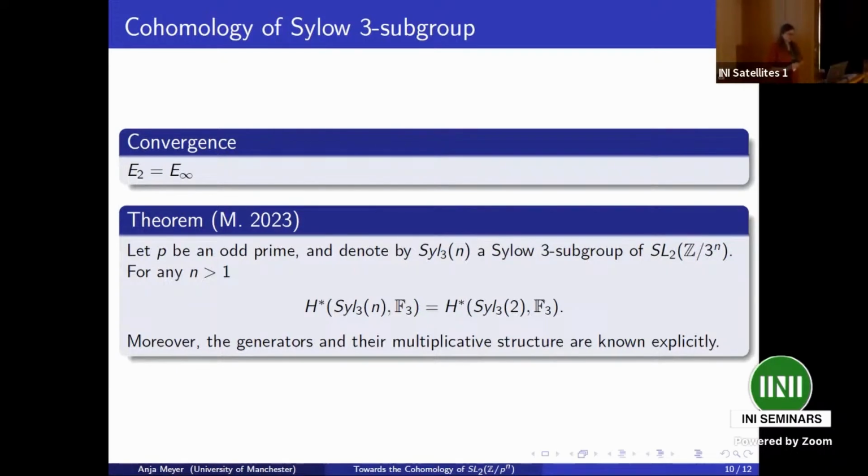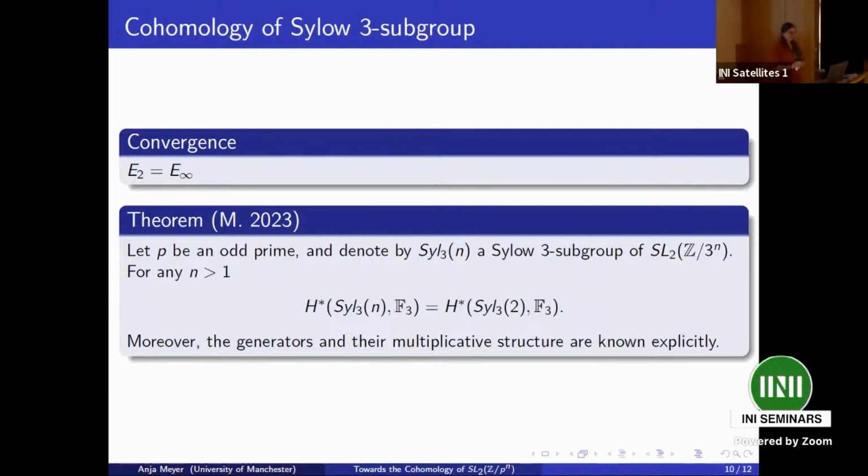Actually, why do I have the odd prime in there? This is a typo. Wait, three versions of proof really didn't spot this. So let P equal 3 and denote by Sylow 3 of n, the Sylow 3 subgroup of SL2 over Z modulo 3 to the n.